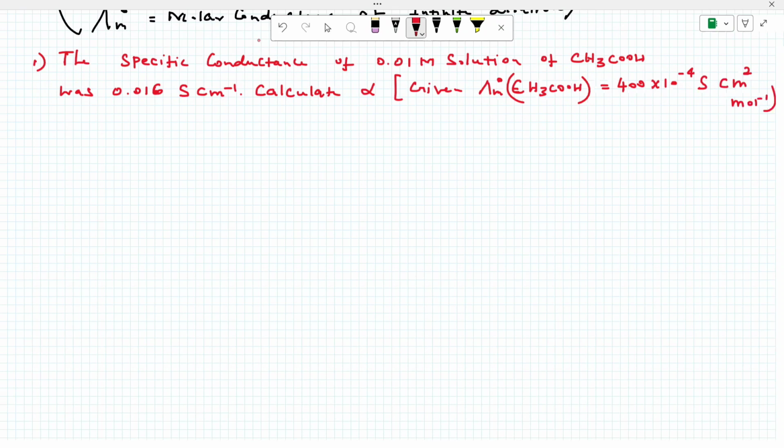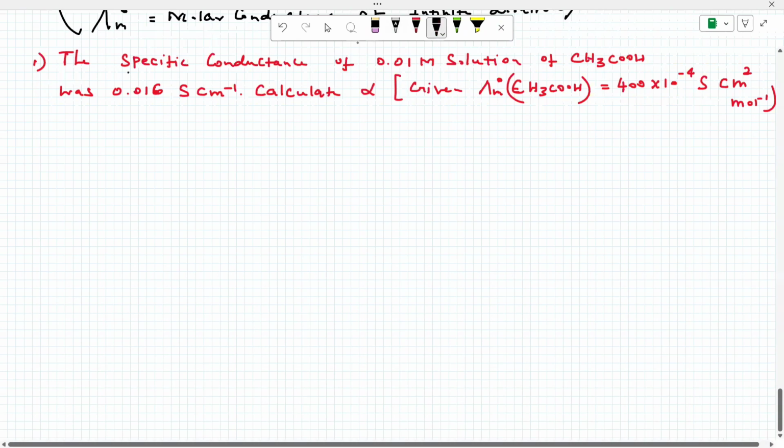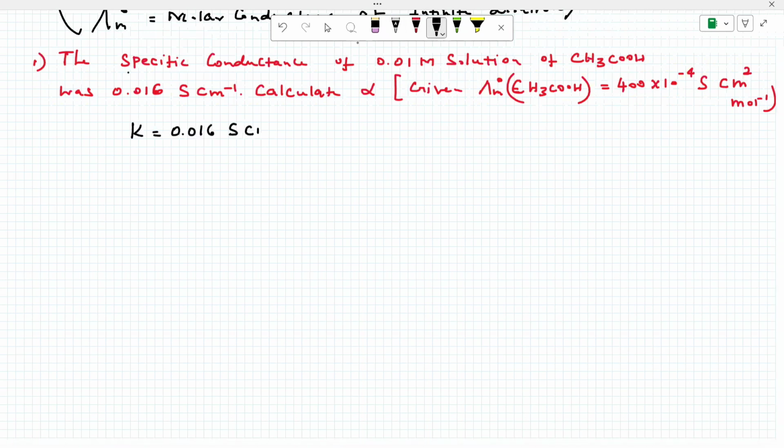Tell me the alpha value. Anyone? I give you 2 minutes time. Just do this question and find your alpha value. What is given? They give the specific conductance, kappa. The kappa is equal to 0.016 Siemens centimeter minus 1. What is the concentration given? C is equal to 0.01. Yes or no?